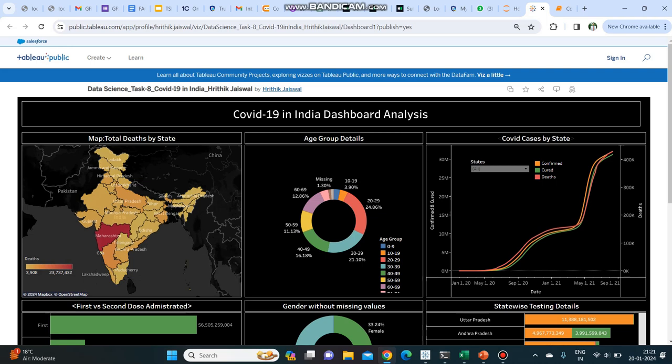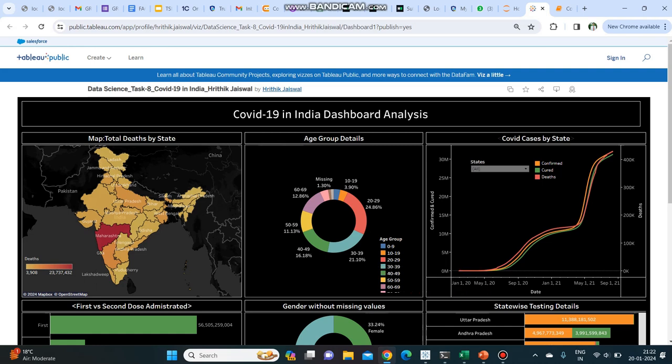In age group details, a pie chart is used, and I have categorized into the age groups of 0 to 9, after that 10 to 19, and likewise it goes on. We can see that people in the age group of 20 to 29 were mostly affected with COVID, comprising 24.86%, followed by the age group of 30 to 39, which consists of 21.1%.